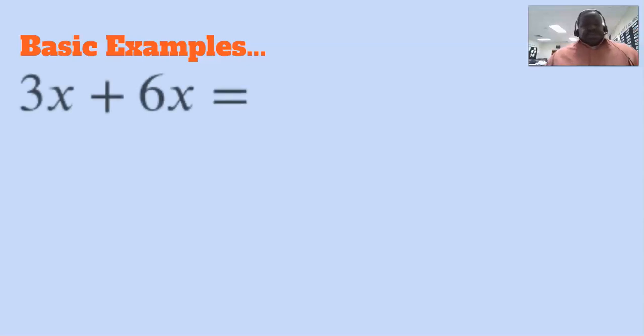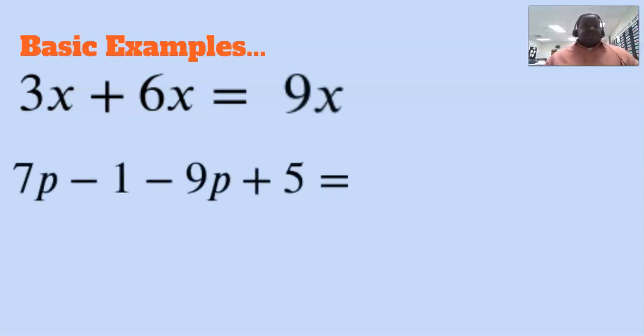All right, so let's look at some examples. 3x plus 6x. You both have the linear term, the x there. So 3 and 6, we're just going to add the numbers. We're not going to add the exponents, and that's going to be 9x. Another example, 7p minus 1 minus 9p plus 5. We'll put the p's together. 7 minus 9 is negative 2p, and negative 1 plus 5 is a positive 4.